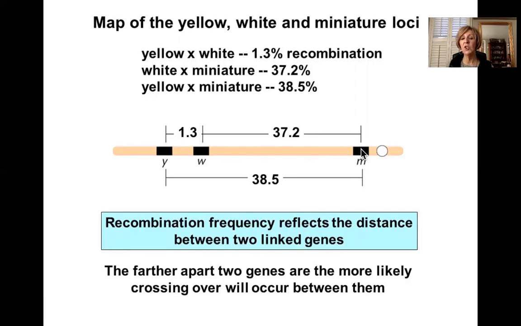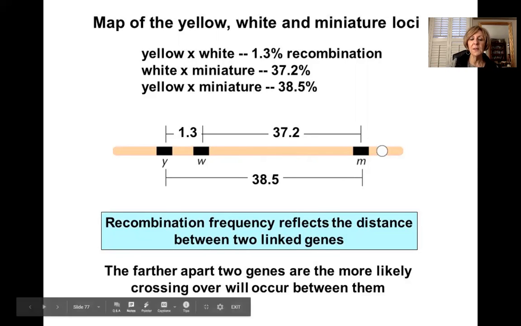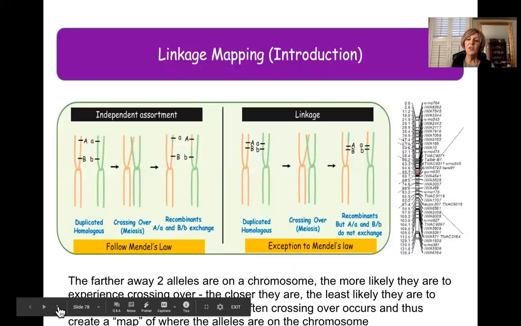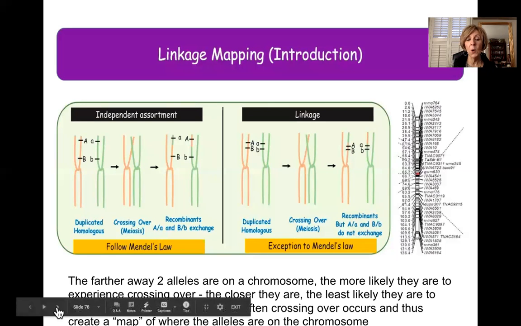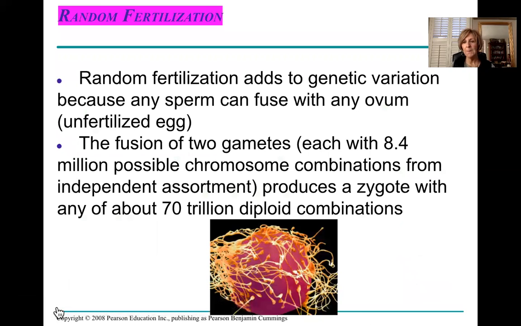They have recombination 38.5% of the time, and so they must be further apart. So this is how we can map the loci of where these alleles are on chromosomes: we can see how frequently they cross over. If they are very close together, they do not cross over very much. If they're on opposite ends of the arms of the chromosomes, then they're more likely to cross over, and that's how we can figure out where these alleles are.